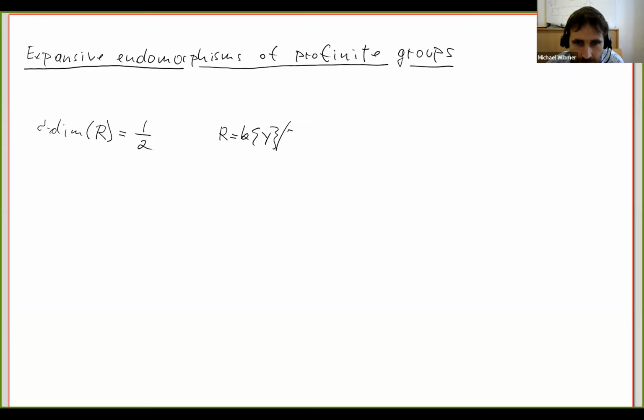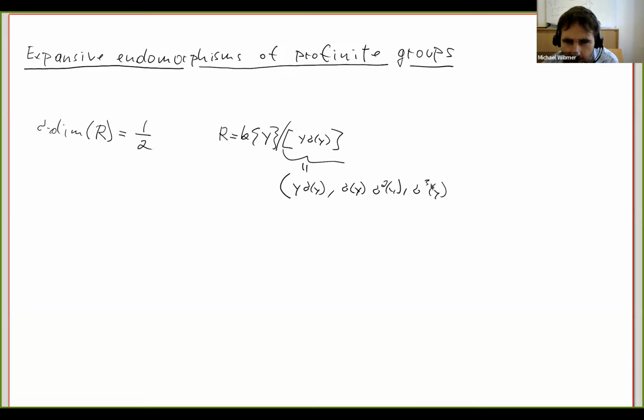This would be the difference ideal generated by y times sigma y. So somehow really as an ideal, this would be y sigma y, and then you also apply sigma, so you have sigma squared y, sigma cubed y, and so on. So that would be the difference algebra.